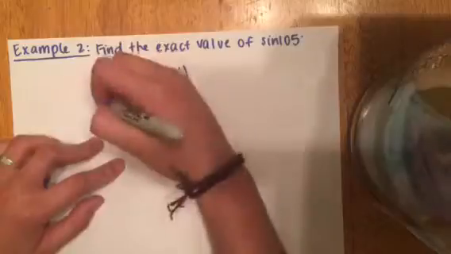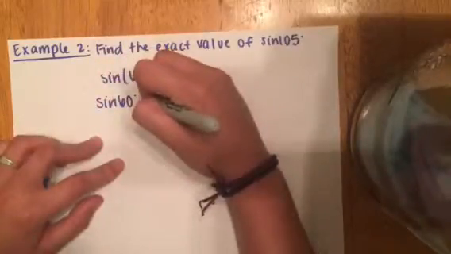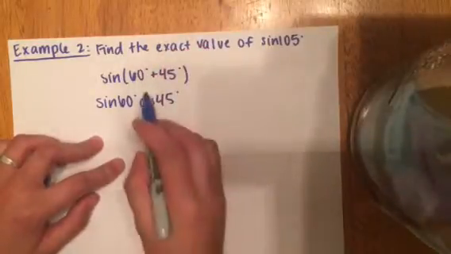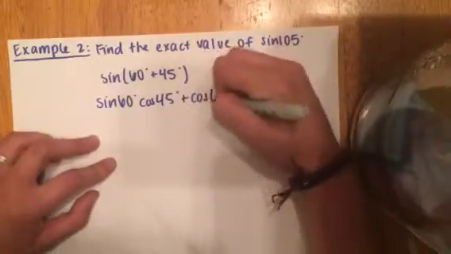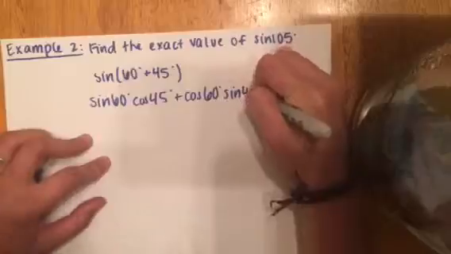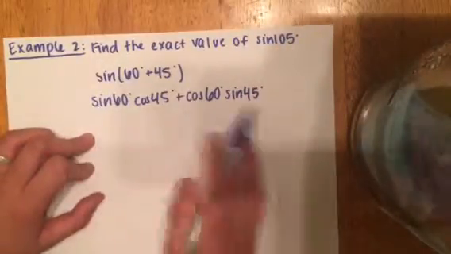And I'm going to expand it even more, and it's going to give me sine of 60 degrees times cosine of 45 degrees. And with sine, you don't have a sign change, so it's still addition. So plus cosine of 60 degrees times sine of 45 degrees. Now I'm going to use the unit circle and find the values for all 4 of these.